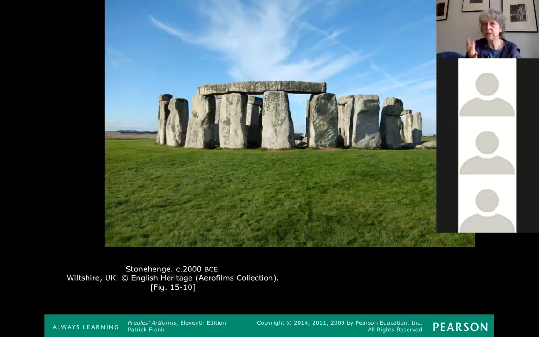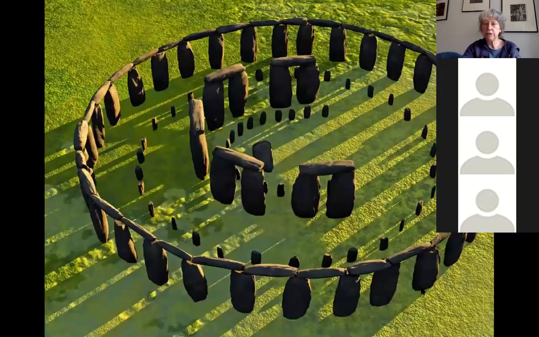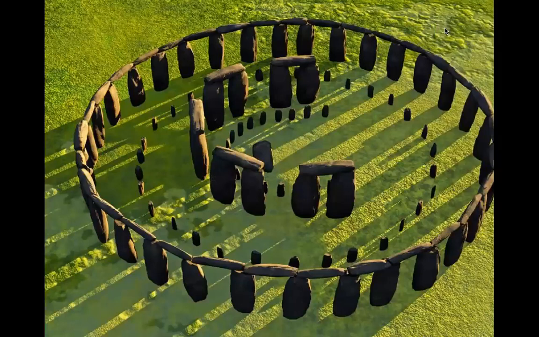And it's still there. It's kind of a ruin, but we're going to look at some pictures of what it once looked like. Okay, so this is a model of Stonehenge, a digital recreation of what Stonehenge looked like when it was completed. So it was done in stages. It was initially this circle of stones, and there's many stone circles in Europe.